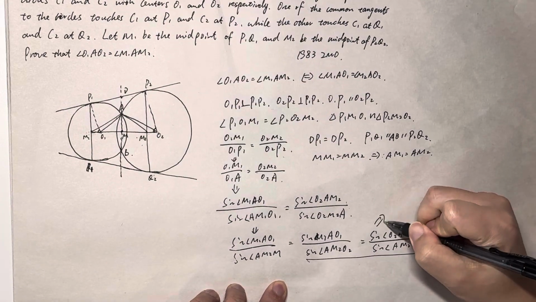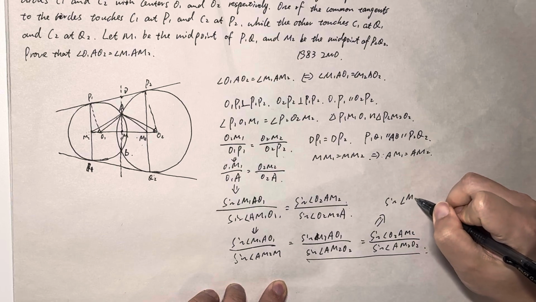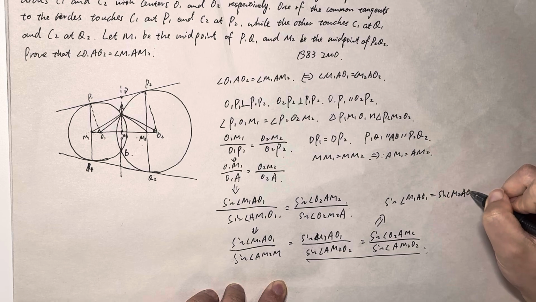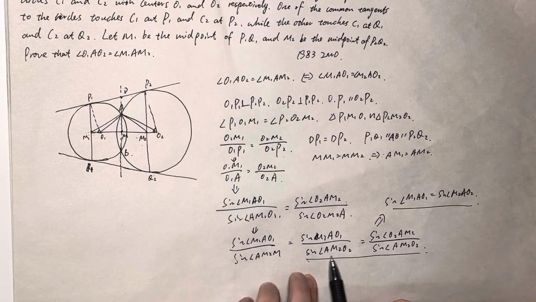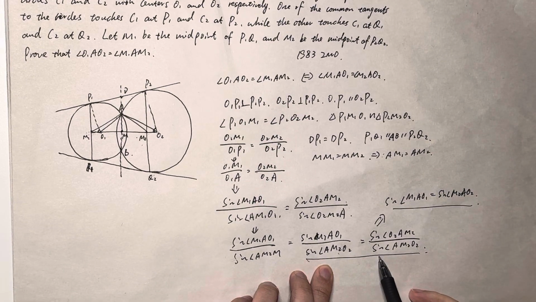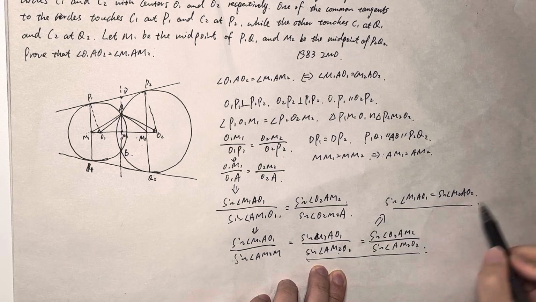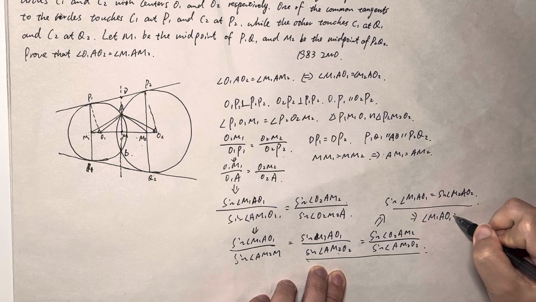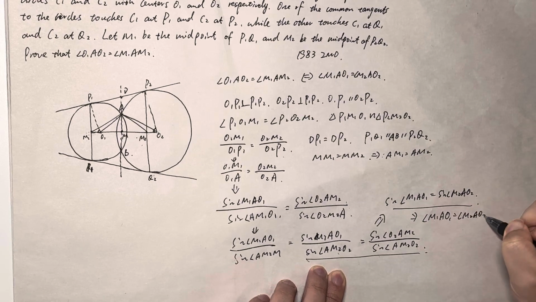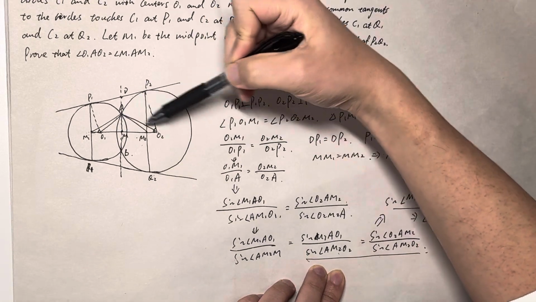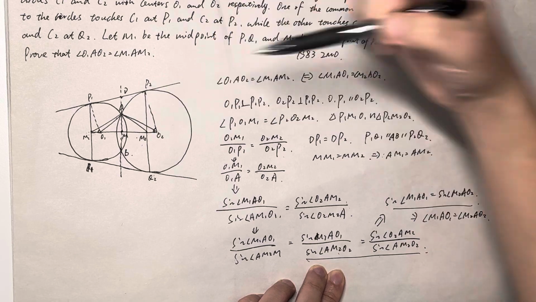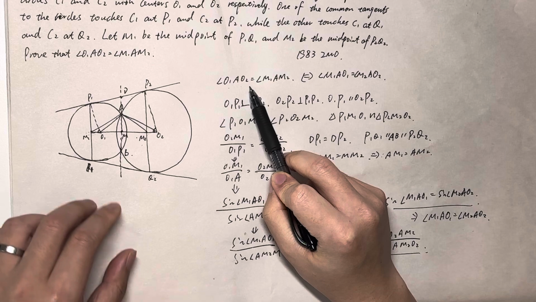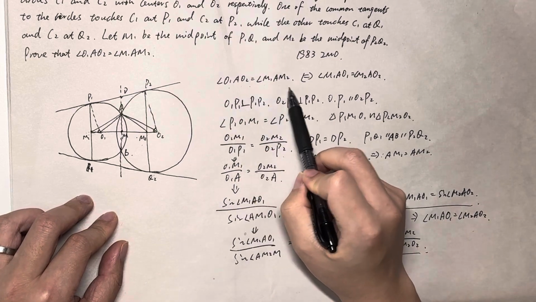So from here, we know that sine angle M1AO1 equals sine angle M2AO2, because the denominators are equal. Which means angle M1AO1 equals angle M2AO2. Therefore, angle O1AO2 equals angle M1AM2.